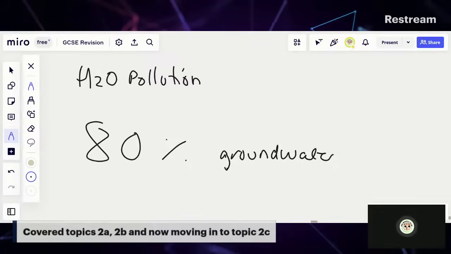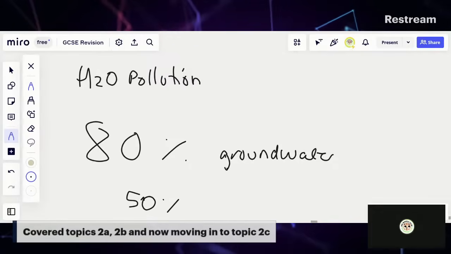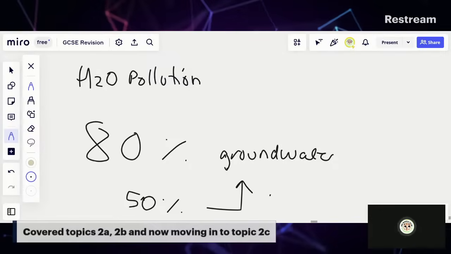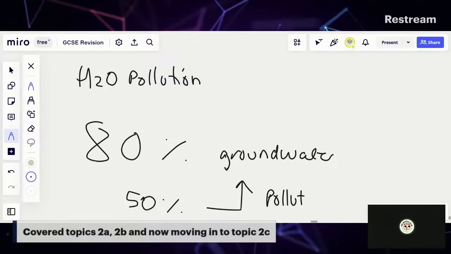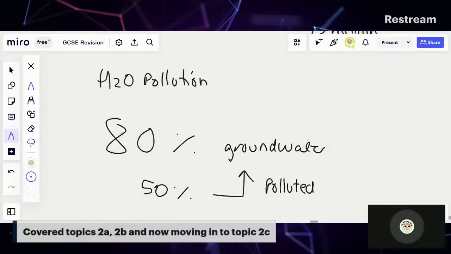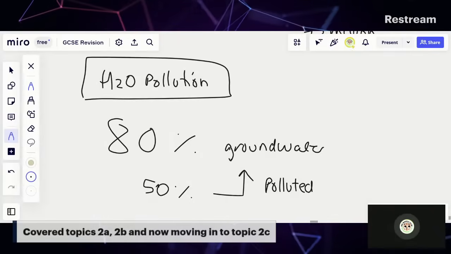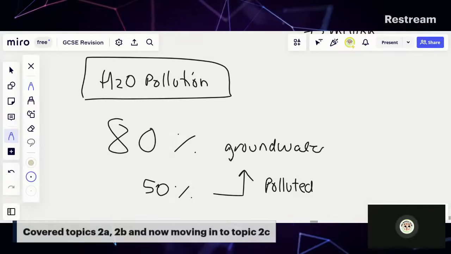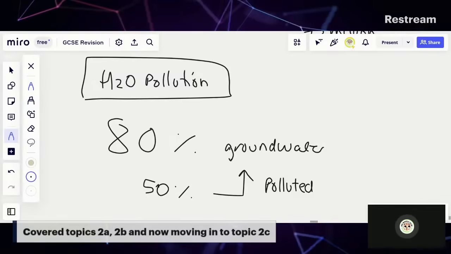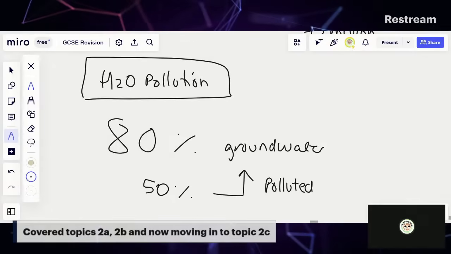And pollution, however, affects the water's quality because nearly 50% of this groundwater is polluted. So therefore, it requires more processes in order to cleanse and purify the water, which we looked at in our chemistry paper 2 live stream.